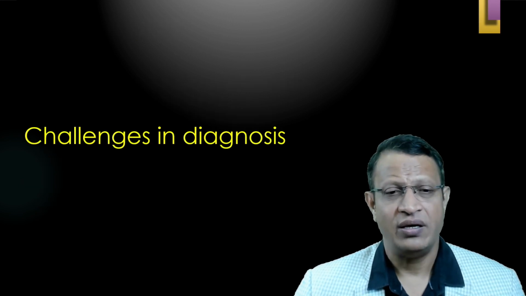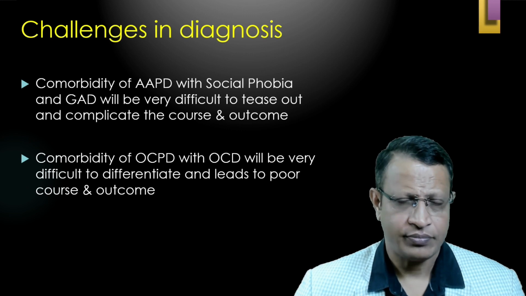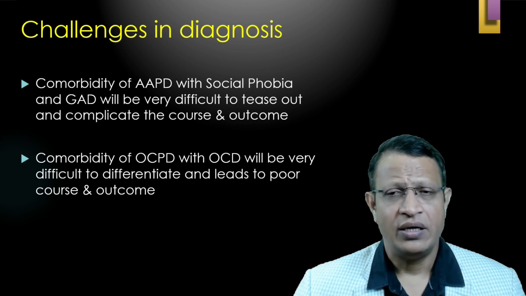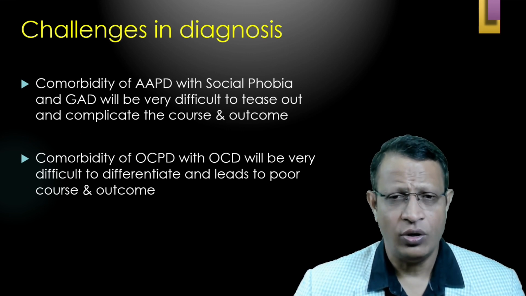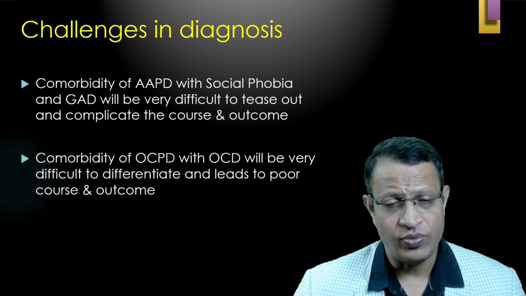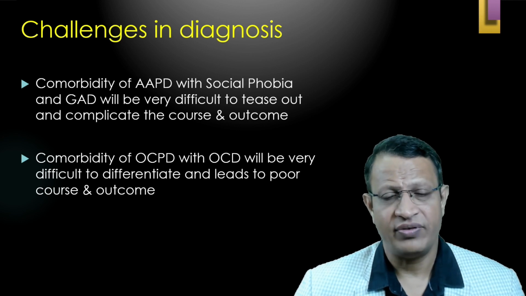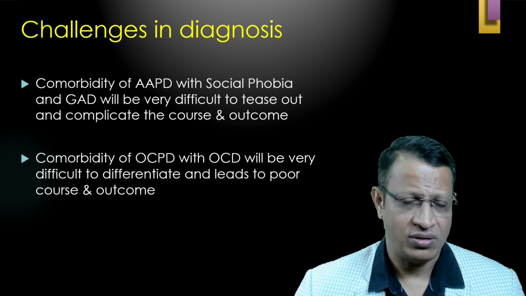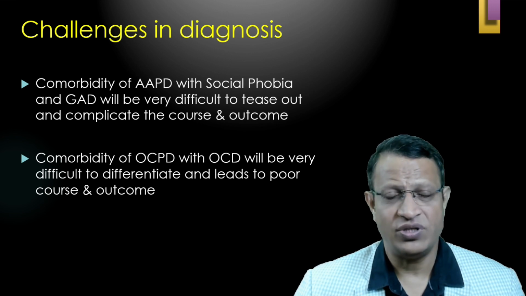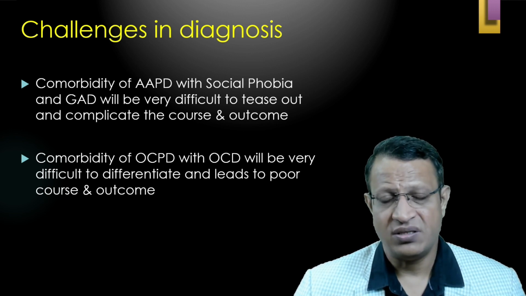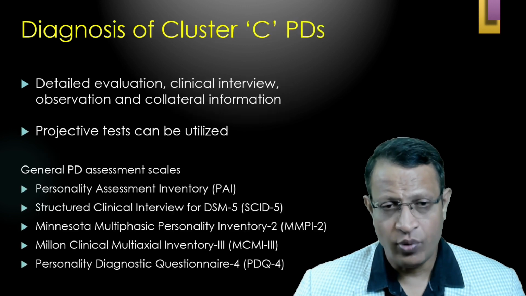Let's look into the challenges in diagnosis. Unfortunately, AAPD and social phobia go hand in hand. GAD and social phobia, it's very difficult to diagnose and they complicate the course and outcome of AAPD and other disorders. With regard to OCPD and OCD, the presence of both of them will have a poor outcome.